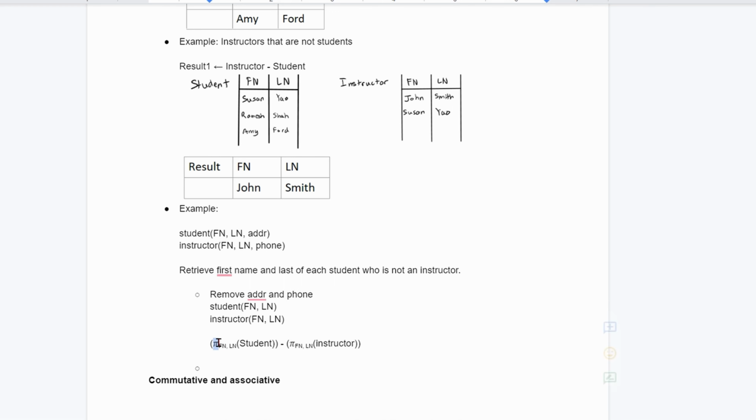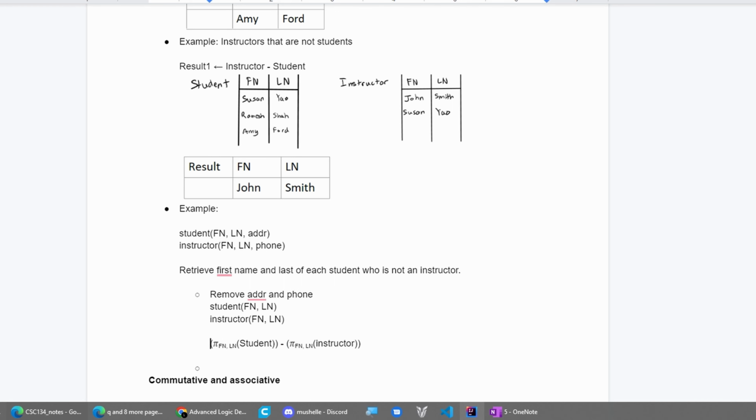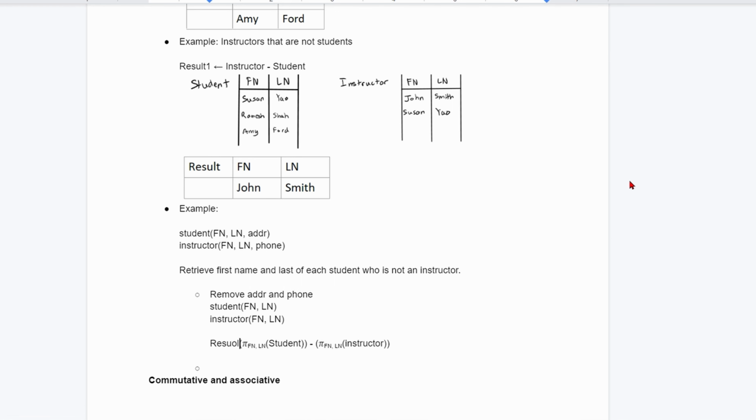So in here, we are getting all of our tuples. Those are the rows, and we're getting the ones of our first name, last name for the student, and then the first name, last name for our instructor. We're subtracting them, and then we are going to get this result. So this would be stored in result, and then we would just send those attributes there, and it'll be stored there, and that's how we would look at that.